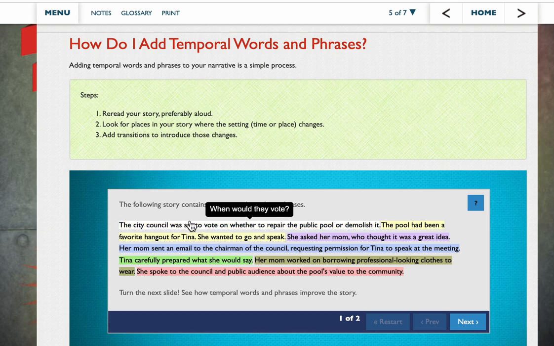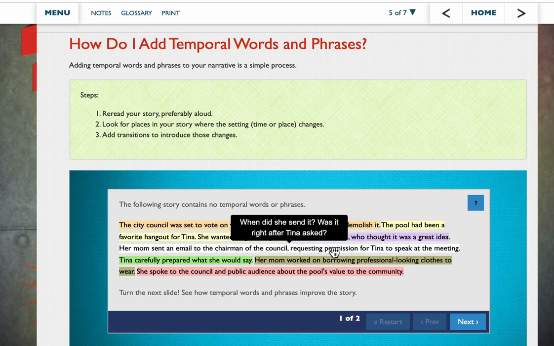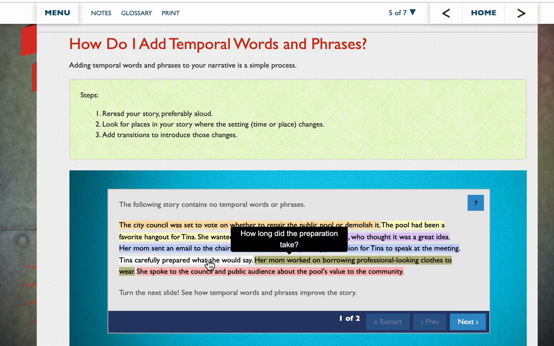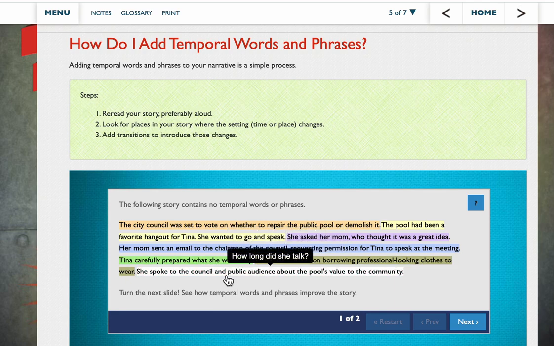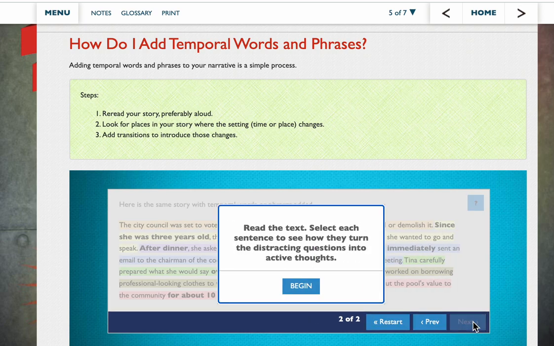In this sentence, we're wondering, when would they vote? How long had she felt this way? And how old is Tina? Did she ask right away? When did she send it? Was it right after Tina asked? How long did the preparation take? How far in advance did they borrow the clothes? And how long did she talk? On the next slide, we can see how temporal words and phrases improve this story.